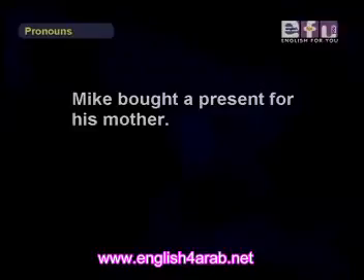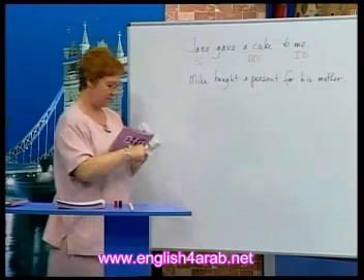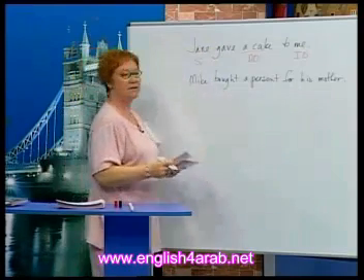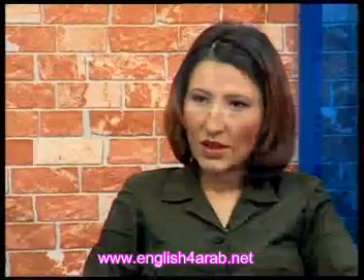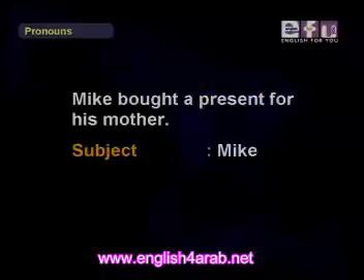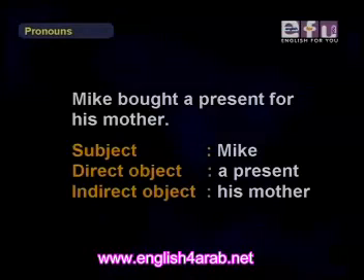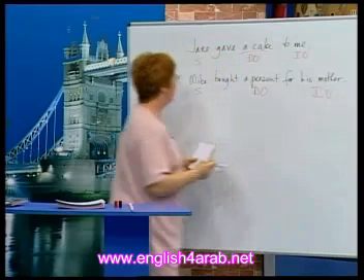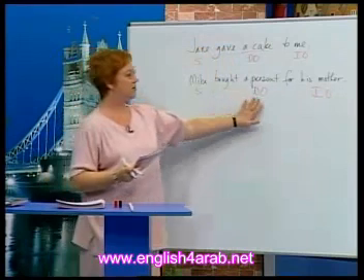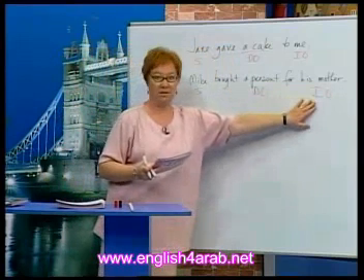Good. Okay, here's another sentence. Mike bought a present for his mother. Okay, Susan, you do the same thing. Mike is the subject. A present is the direct object. For his mother, indirect object. Yes, good. Okay, so we've got subject, direct object, indirect object.